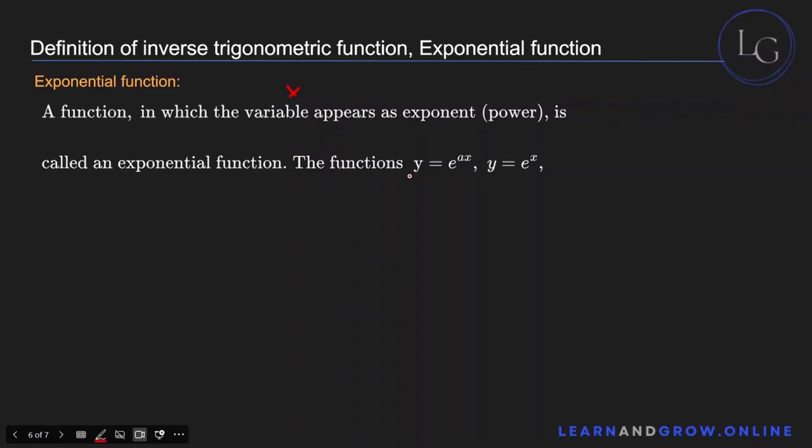Now, here's an example. You have e to the power of x. Now you see this x over here, it's in the exponent, right? And similarly here, x is in the exponent. In this case as well, x is in the exponent. In this case as well, x is in the exponent, right? So these are all exponential functions of x. Fairly simple.